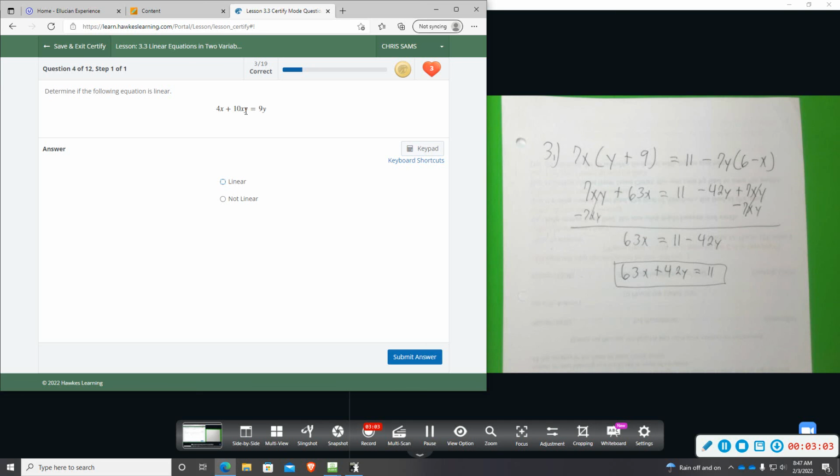And I think even if we try to factor it, it will still be non-linear. So this one is not going to be linear.